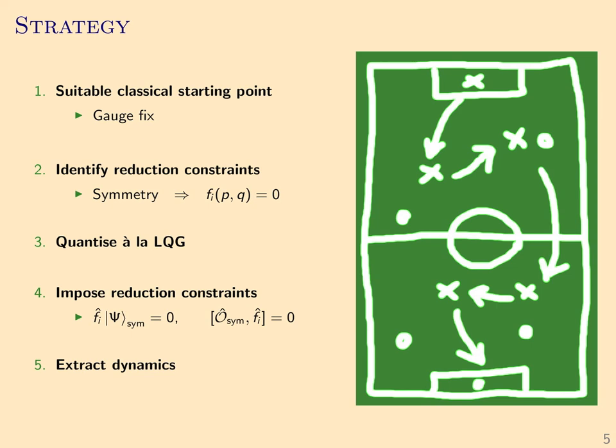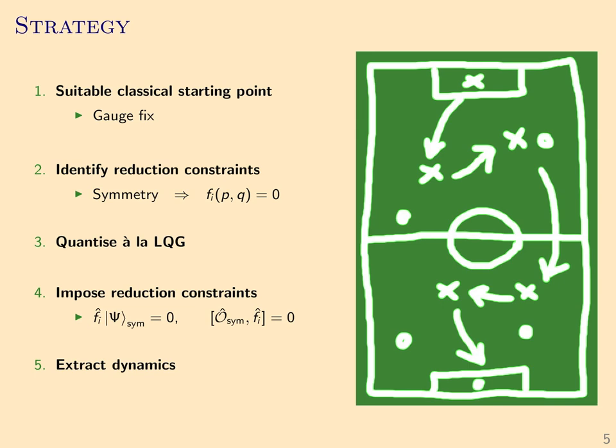So therefore, if you look at the cartoon on the right, our strategy is to already at the classical level choose this starting point, which is kind of distinct from the usual quantization that we do, so distinct from quantizing all the constraints and solving them at the classical level. And by this, I mean, this will really pay off in point four when we impose the reduction constraints, because that will be very easy and it will allow you to extract the dynamics in the end. Okay. So let us see how this works in detail now.